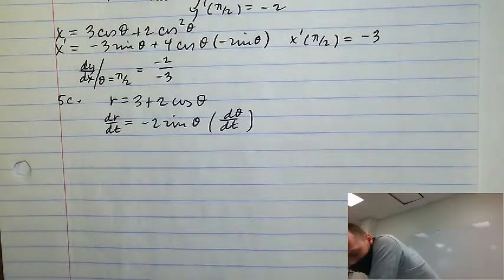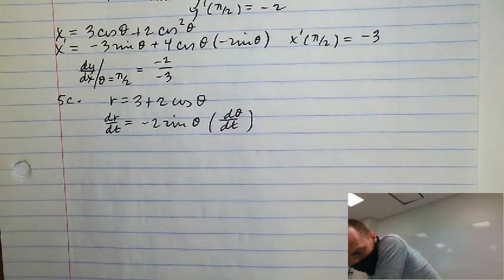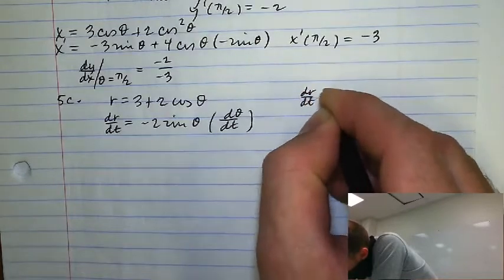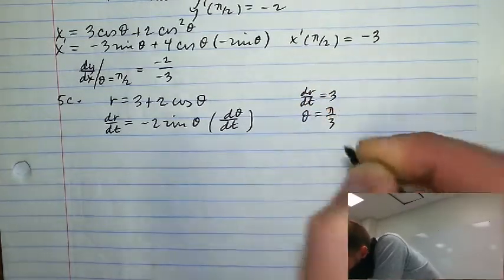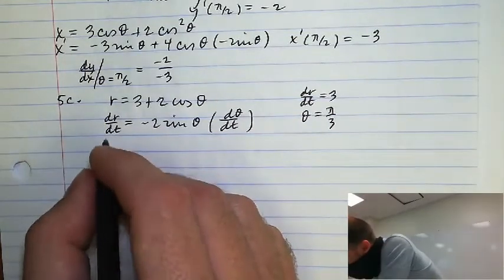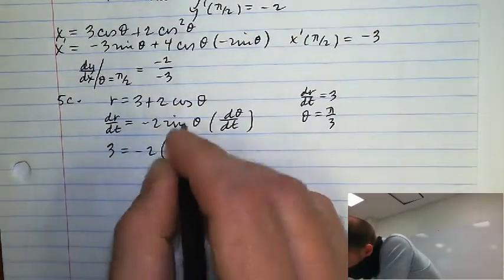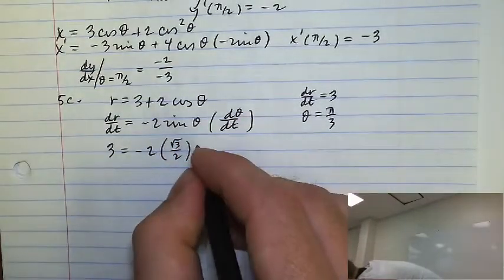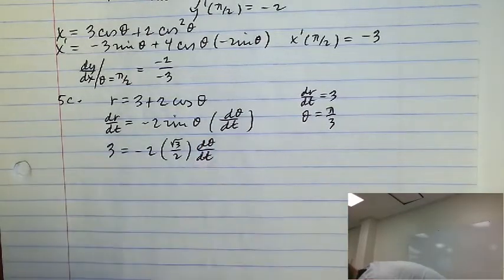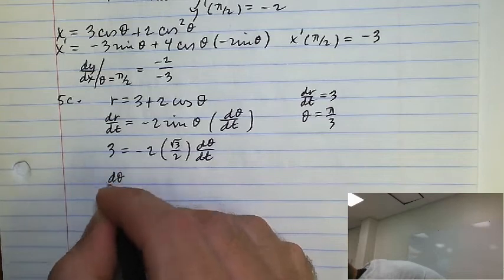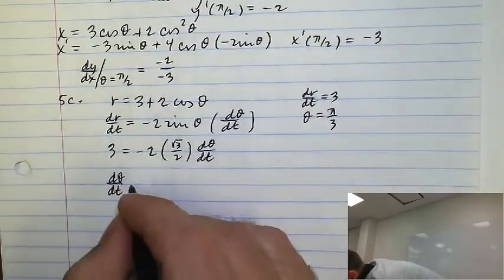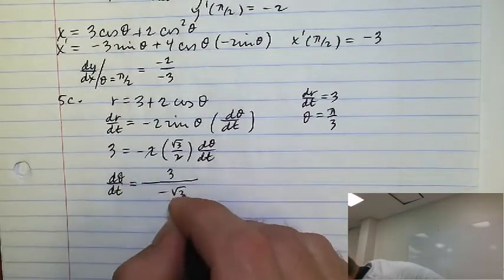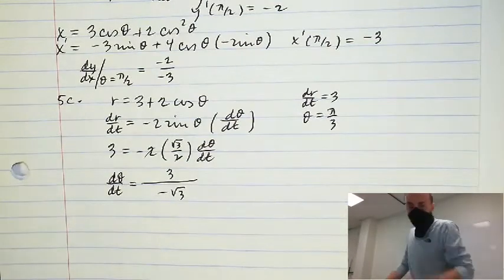Okay, and now they've told me that dr/dt is 3 and theta is, hold on, it's pi over 3. So dr/dt, oh wait, no, 3 equals negative 2 times sine of pi over 3, which is root 3 over 2. And then d theta/dt is what I'm hoping to find. Okay, so I can just solve for it. Maybe by just saying 3 over, oh hey look, negative square root 3. That's the same as the negative square root of 3 if you wanted to keep going.